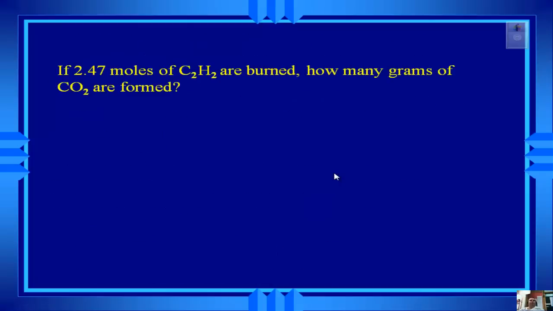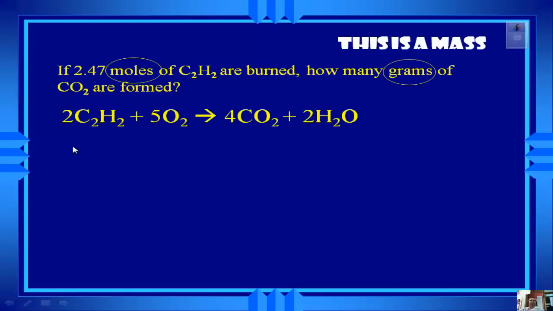Question says, if 2.47 moles of C2H2 are burned, how many grams of CO2 are formed? Notice hydrocarbon. I'm going to have you going back and writing correct chemical equations, remembering the different types of reaction. Anytime something burns, it needs O2. And remember, the products in combustion of a hydrocarbon are carbon dioxide and water. But the key part here is, notice it says moles to grams. Grams is a mass.